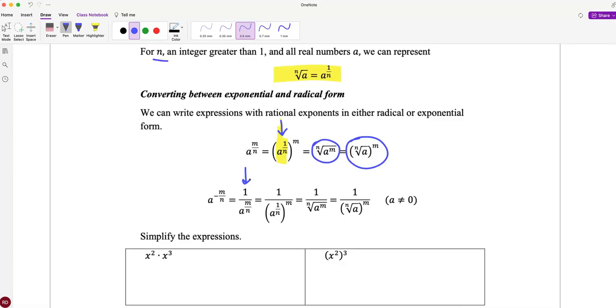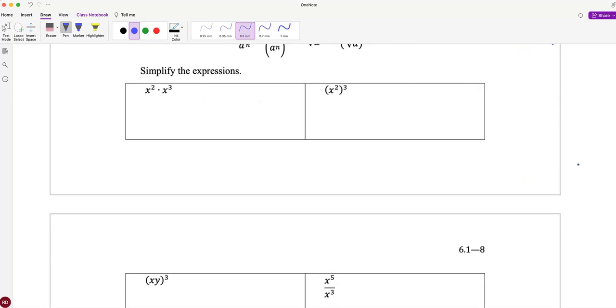So what you want to keep in mind, anytime you see something like x to the 2/3, the number on the bottom represents the root. So this means the cube root of x squared. The numerator is the exponent, the denominator is the root. Okay. Let's simplify some expressions.